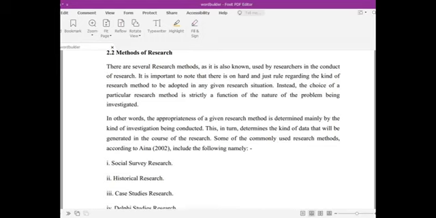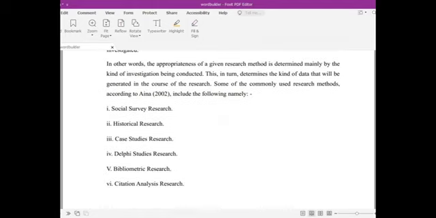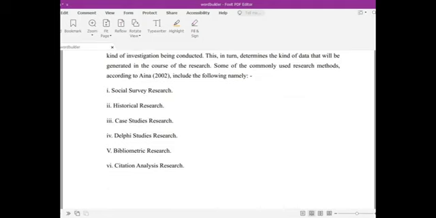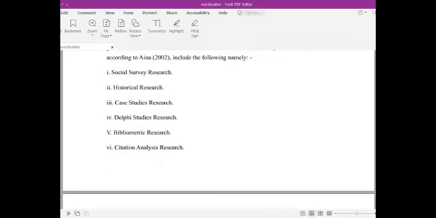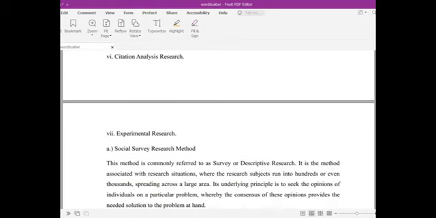Some of the commonly used research methods according to Aina 2002 include the following, namely, we have social survey research, historical research, case studies research, Delphi studies research, bibliometric research, citation analysis research, experimental research. Now let's take them one after the other. We have social survey research method.